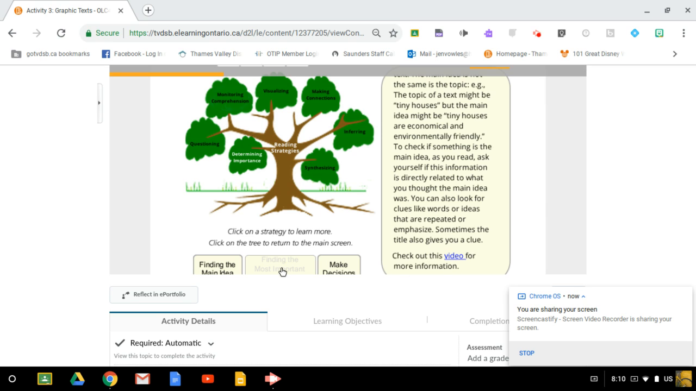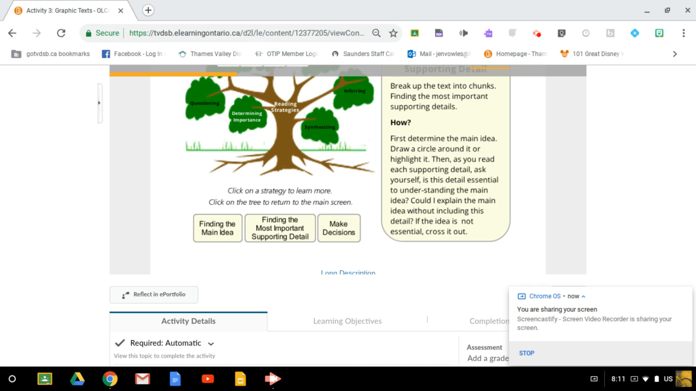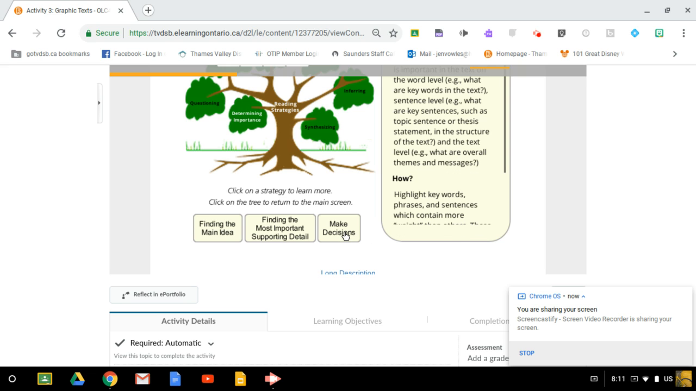I'm going to let you do that on your own. Finding the most important information: break up the text into chunks, finding the most important supporting details. How? First, determine the main idea, draw a circle around it or highlight it. Then, as you read each supporting detail, ask yourself, is this detail essential to understanding the main idea? Could I explain the main idea without including this detail? If the idea is not essential, cross it out. And then make decisions.